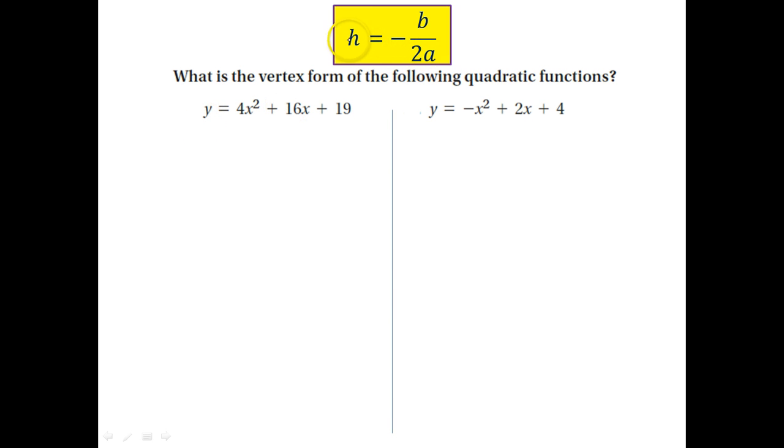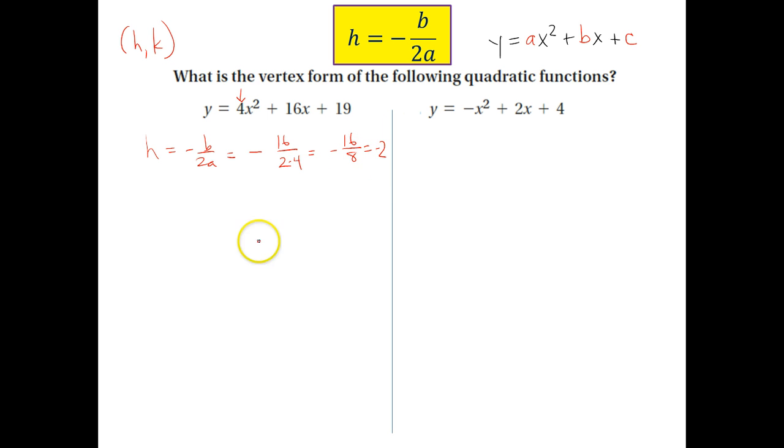Well, I know that the x value of the vertex is negative b over 2a when I have a quadratic in standard form like this. So what is the x value of my vertex? Remember the vertex form, we got our vertex hk, and then we just need to know what our a value is. Well, we already know what our a value is. So let us figure out what h is. h is negative b over 2a. That is negative, let's see, b is 16 over 2 times a, which is 4. So that is negative 16 over 8, which is negative 2.